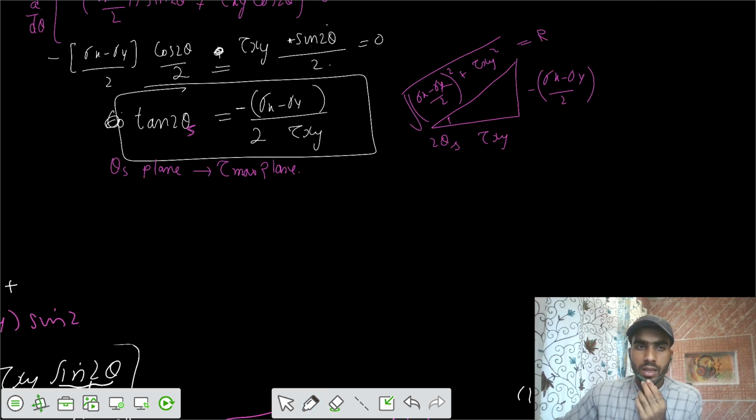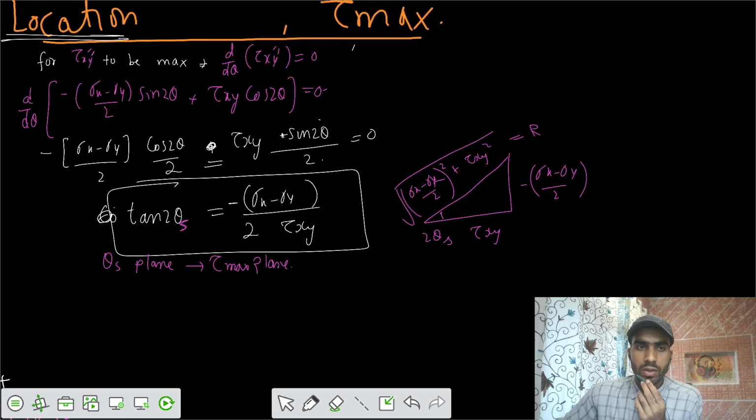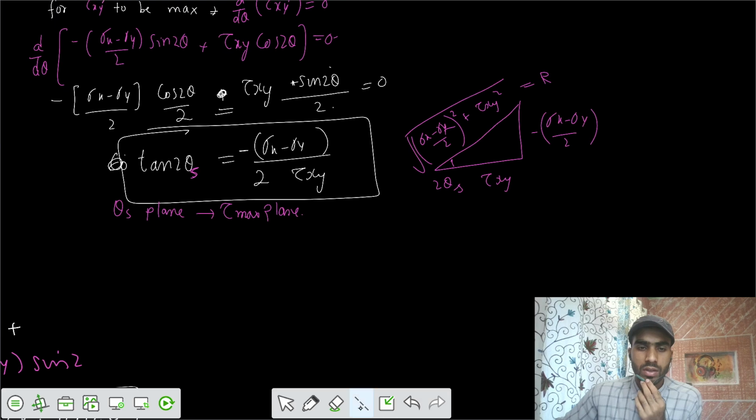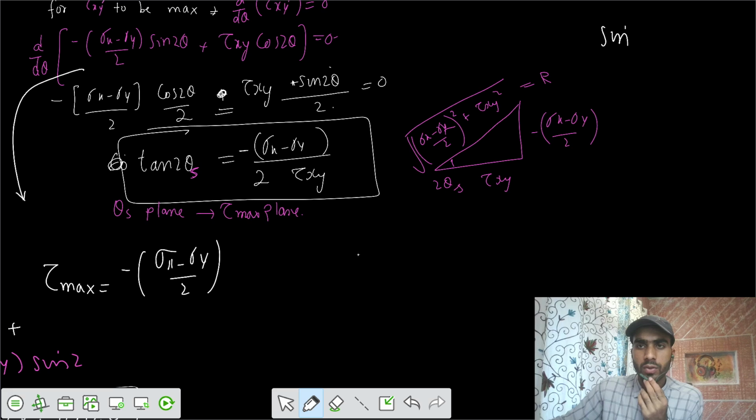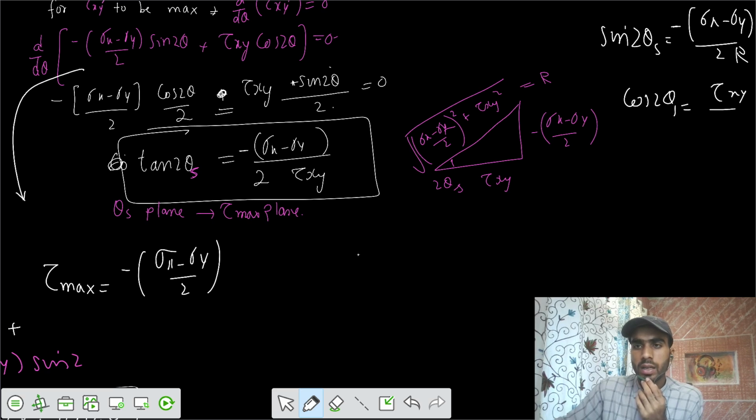Now we want to say what's the value of maximum shear stress. From this we can get the value of maximum shear stress. Let's call it tau max. So we can write minus times (sigma x minus sigma y) by 2 sine 2 theta. From here we can say sine 2 theta s equals minus times (sigma x minus sigma y) by 2, with the hypotenuse of R. Similarly, cos 2 theta s is tau xy by R.